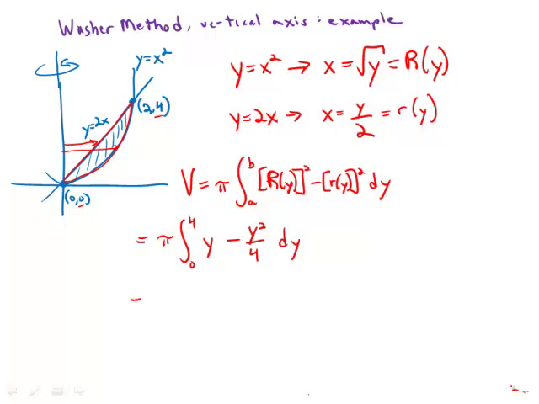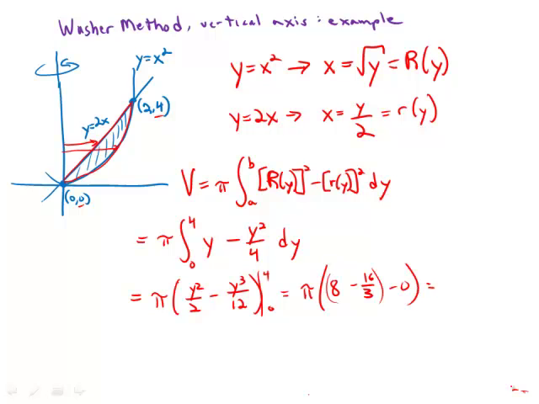Well, this is something very easy to integrate just using the power rule. This, of course, is y squared over 2 minus y cubed over 12, evaluated at 4 and at 0. Plugging in, we get pi times 8 minus 16 over 3, that minus 0, and all this simplifies simply to just 8 pi over 3. And that is the volume of the solid rotated around the y-axis.